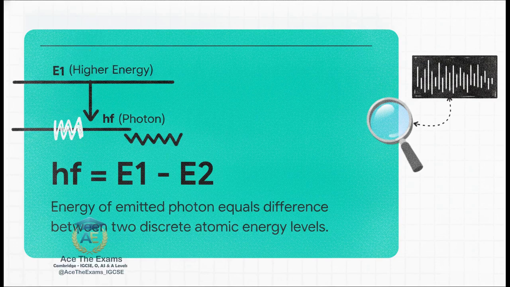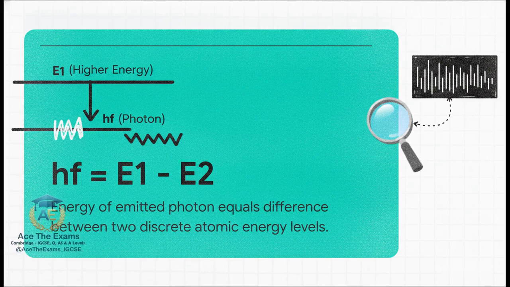Imagine an electron transitioning from a higher energy level dropping down to a lower one. It's like stepping down a very specific staircase. That energy difference doesn't just vanish into thin air, right? It is conserved and it is emitted as a single photon. The energy of that emitted photon is exactly equal to the energy gap calculated as hf, where h is Planck's constant and f is the frequency of the radiation.